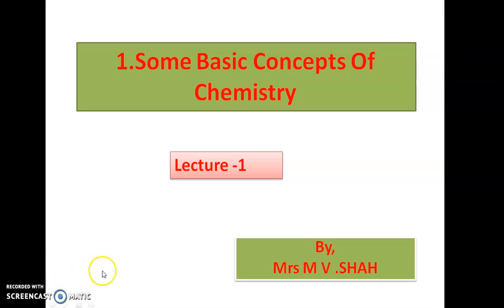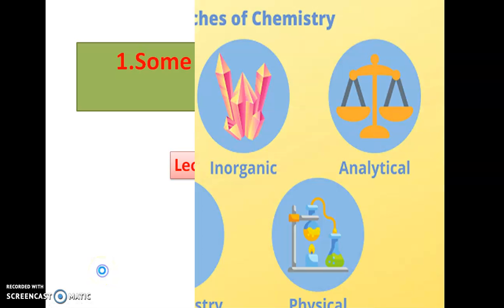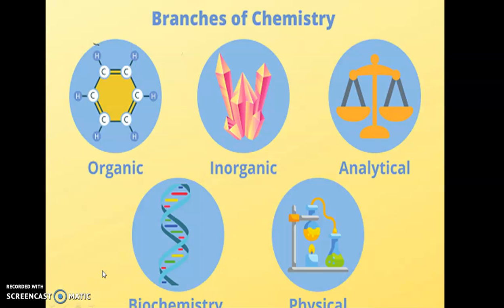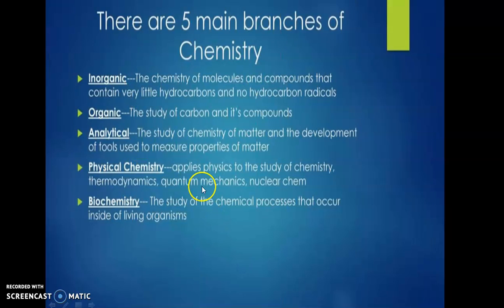Now we see the branches of chemistry. There are 5 branches of chemistry: organic chemistry, inorganic chemistry, analytical chemistry, biochemistry and physical chemistry. Inorganic chemistry is nothing but the chemistry of molecules and compounds that contain very little hydrocarbon and no hydrocarbon radicals. Organic means the study of carbon and its compounds.